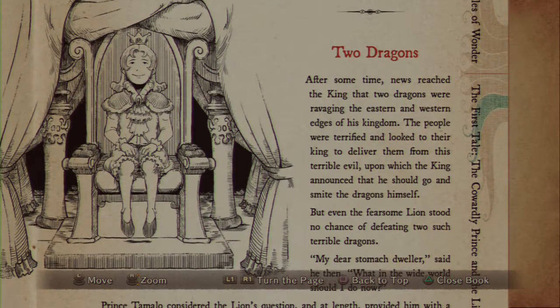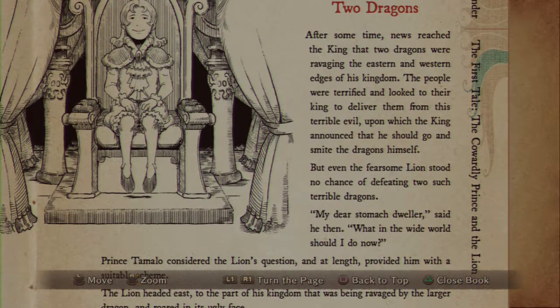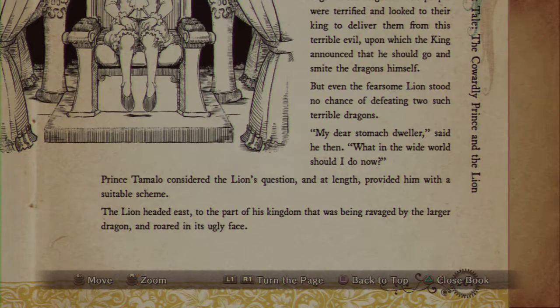Two dragons. After some time, news reached the king that two dragons were ravaging the eastern and western edges of his kingdom. The people were terrified and looked to their king to deliver them from this terrible evil, upon which the king announced that he should go smite the dragon himself. But even the fearsome lion stood no chance defeating two such terrible dragons. "My dear stomach dweller," said he then, "what in the wide world should I do now?" Prince Tamalo considered the lion's question, and at length provided him with a suitable scheme.